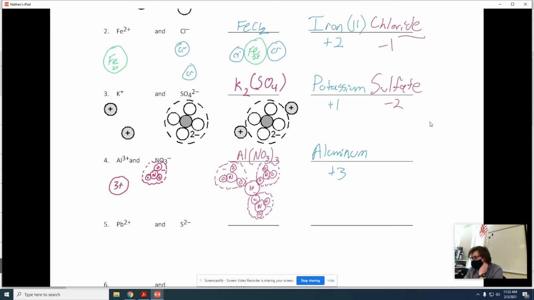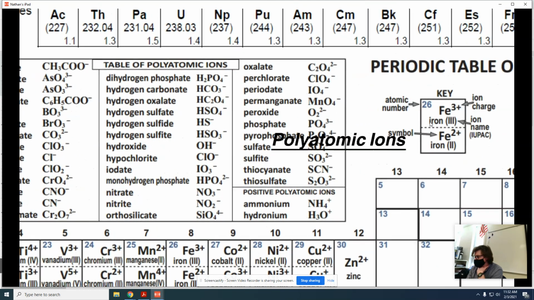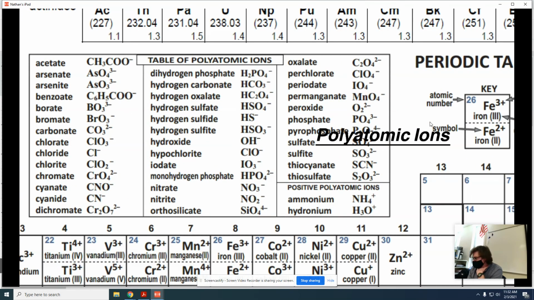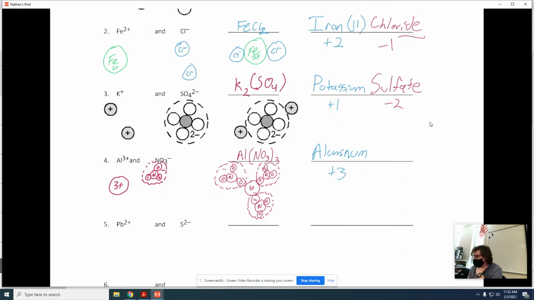Because aluminum always has a charge of +3, that means we don't have to call it aluminum 3. We don't have to add anything extra. We only do that for the transition metals. But now I need to look for NO3, so I can go back to my periodic table, scroll down to my list of polyatomics. We can find NO3 down here. It has the name nitrate. So I can come back and I can fill in that this is aluminum nitrate, which has a charge of -1. So that tells me I would need 3 nitrates to make a balanced compound.